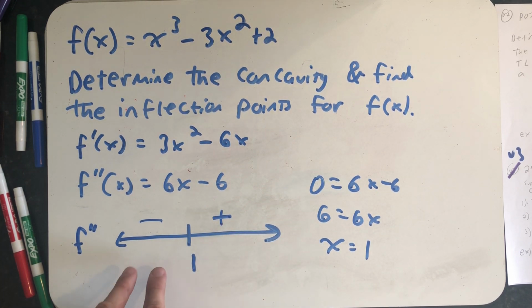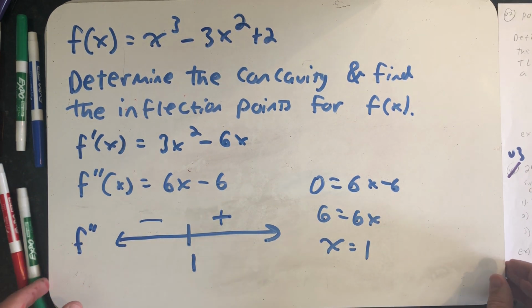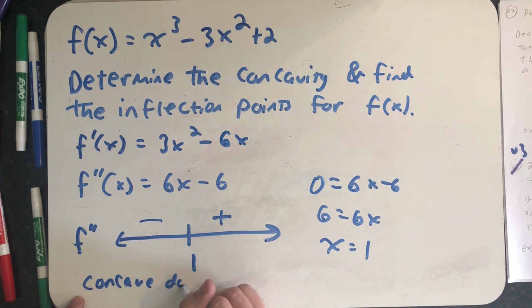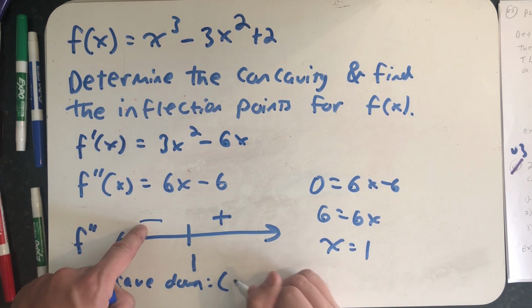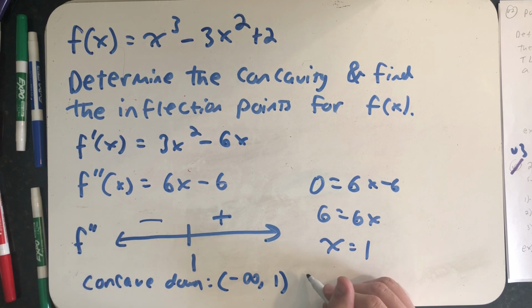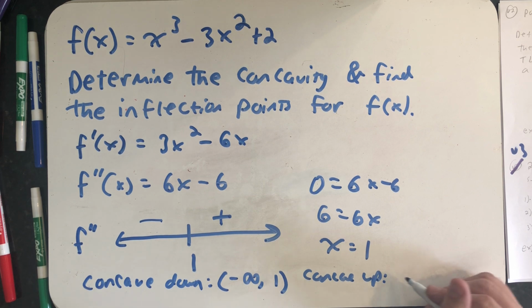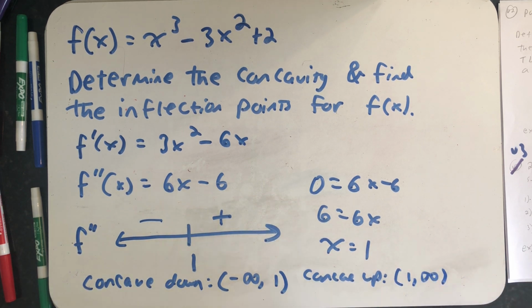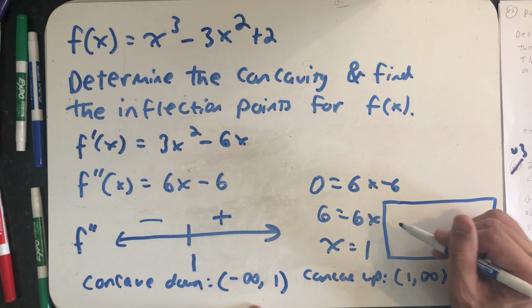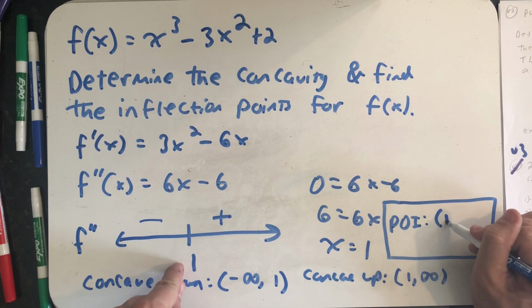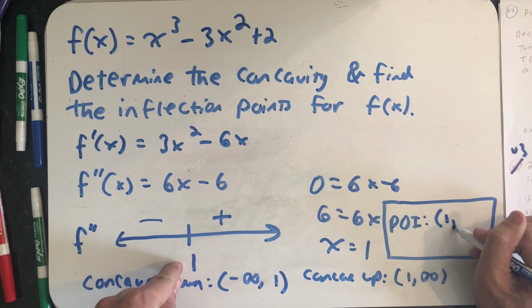All right, so concavity. I will be concave down on this interval from -infinity to 1 and concave up on the interval from 1 to infinity. The problem also asks me to find an inflection point, if one exists. Well, my concavity changes at 1. So the x-coordinate of my point of inflection must be 1.